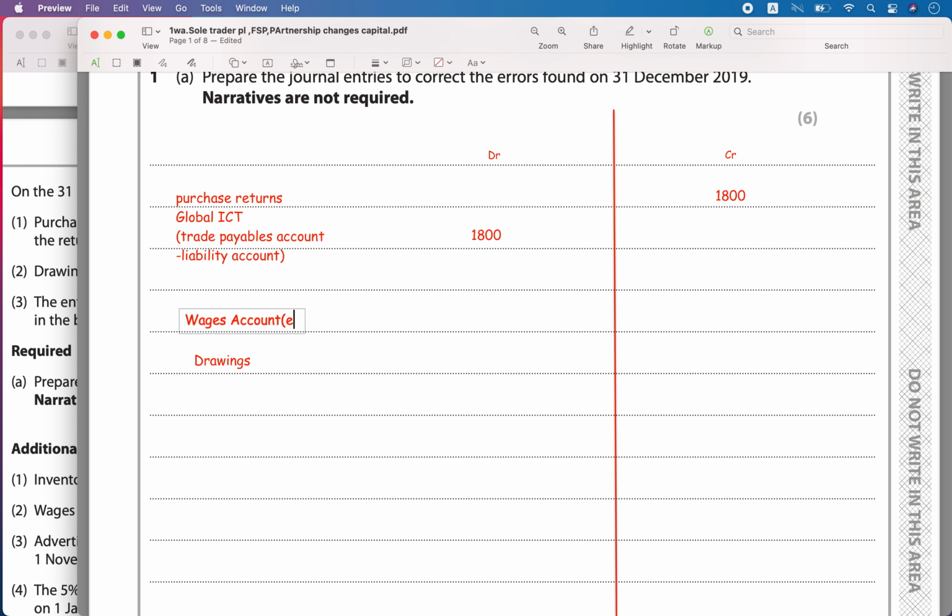The wages account is supposed to be an expense account. If I would have made the entry here, I would have made it on the debit side. Remember the concept of debit. So for removing, I will have to enter on the credit side. So I'll be entering 900 to remove from the wages account, and I will be entering 900 pounds drawings on the debit side.